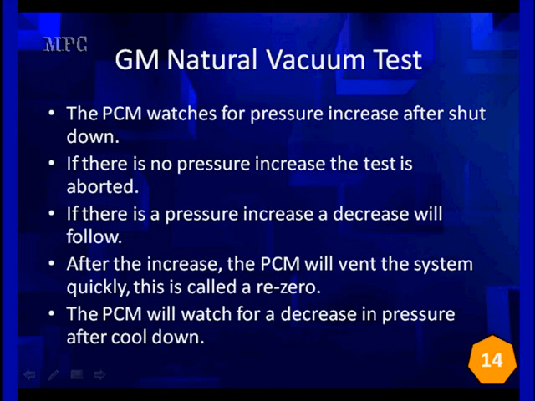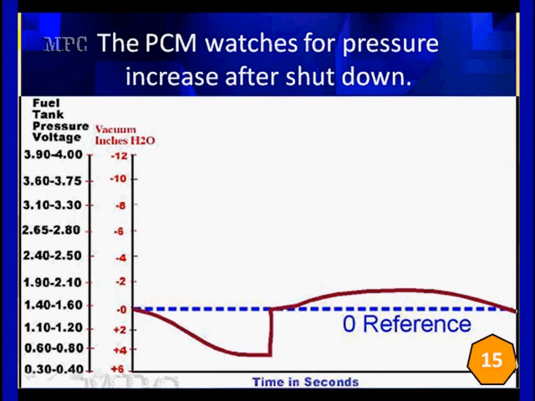If there is a pressure increase, a decrease must follow if we have no leaks. After the increase, the PCM will vent the system quickly. This is called a re-zero. And then it's going to seal it back up and watch for a decrease in pressure after cool down. We know it went up because it expanded. Now let's see what this looks like in voltage on our fuel tank pressure sensor.